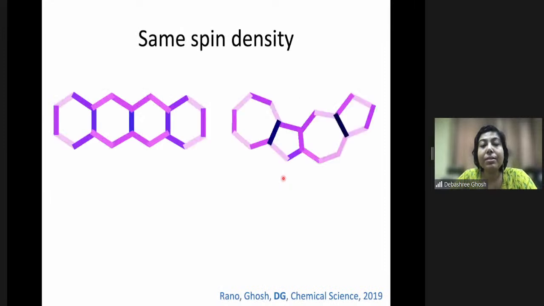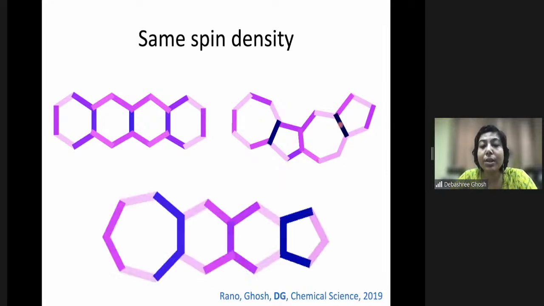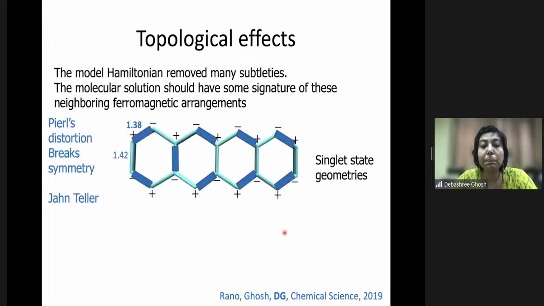In fact, one shouldn't jump to this hypothesis from just the most important configuration. We have taken these spin densities, and this is what it looks like. So again, we see that the same spin densities accumulate in the common bonds, and that's what leads to this effect of singlet triplet gap reduction.